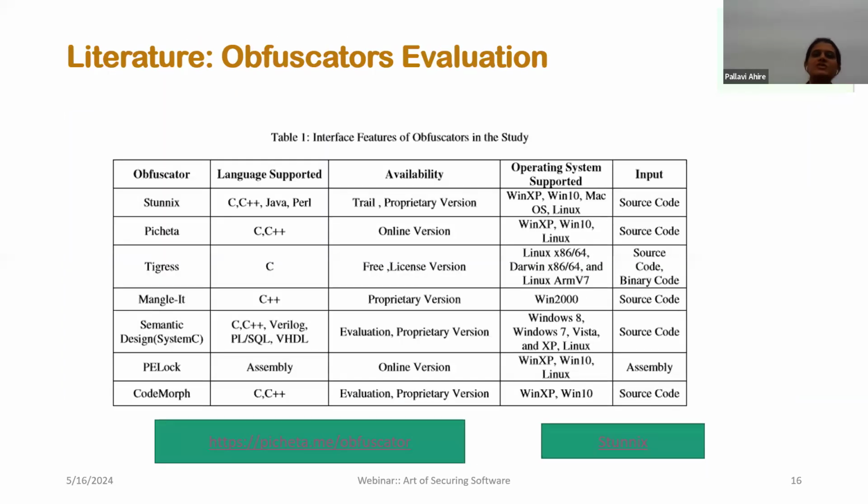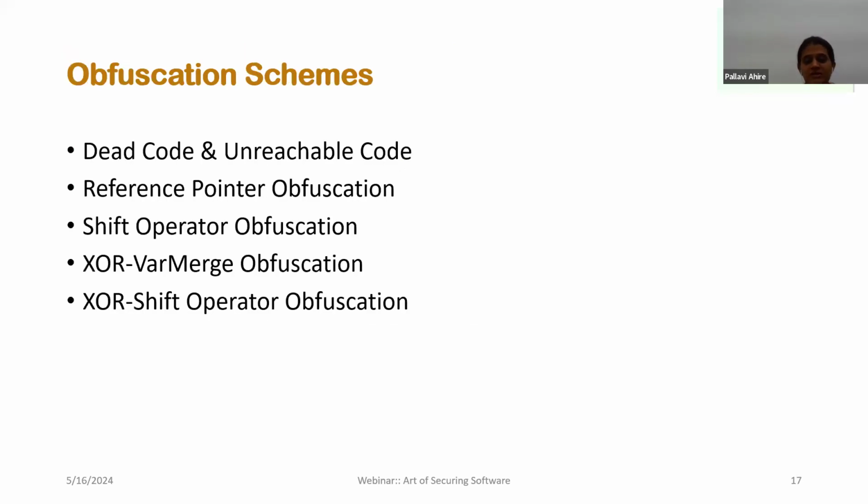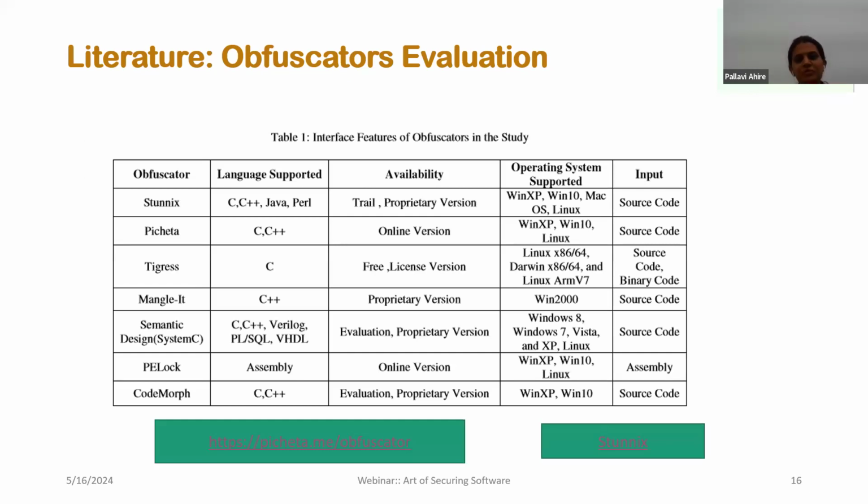Now, the literature talks about a variety of obfuscator evaluations. So you may be thinking, do we have any mechanisms or ready-made tools? Because nowadays we are heavily dependent on obfuscators. These are the obfuscators currently available in the market, like Stunnix obfuscator, Pycheta obfuscator, Tigress, Mangalet, Semantic, P-lock, or CodeMorph. These are the languages supported by these obfuscators: Stunnix supports C, C++, Java, or Perl. Pycheta supports C, C++.